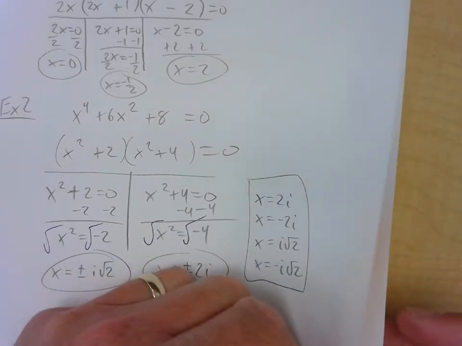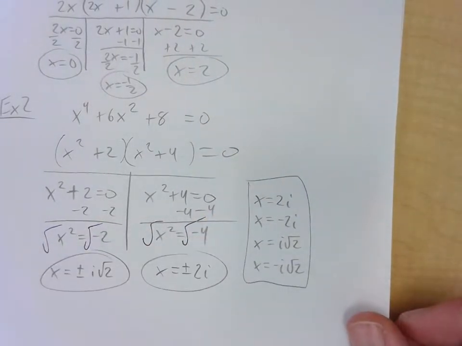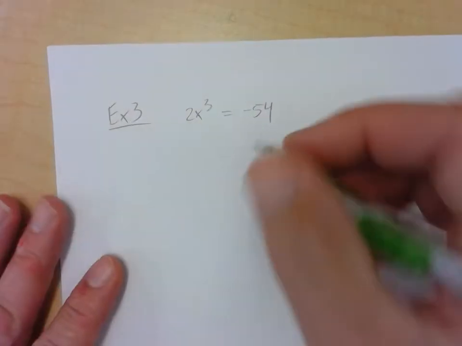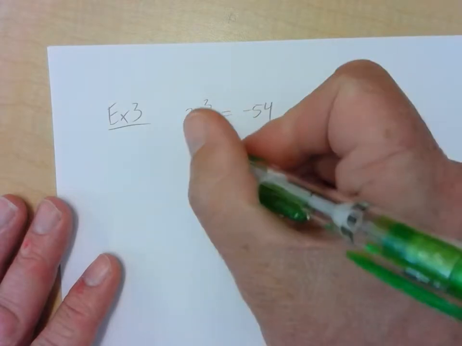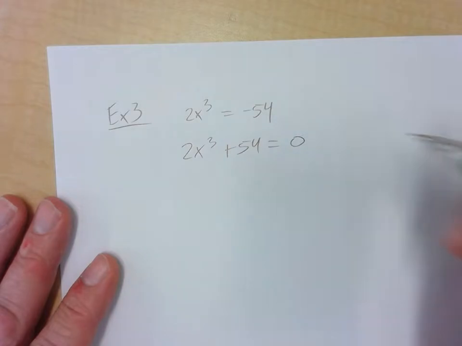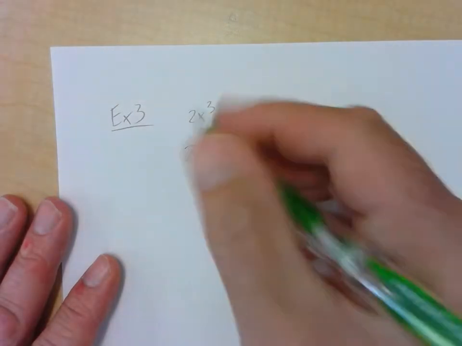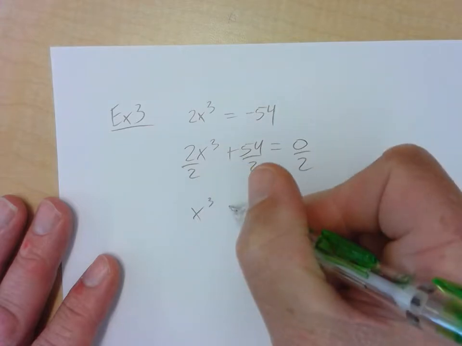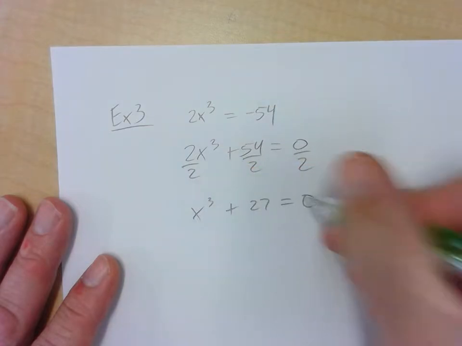They make the algebra sentence true, even though they're complex or imaginary solutions. All right, here comes the next one. So again, we're going to set this equal to 0. 2x cubed plus 54 is equal to 0. Now there's a common factor of 2, so I'm going to divide everything by 2. And we get x cubed plus 27 is equal to 0.